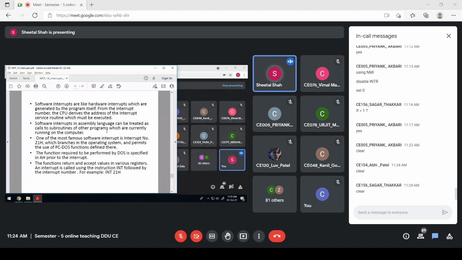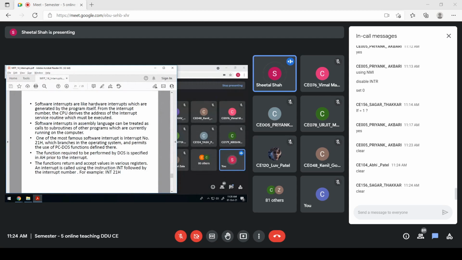Now, software. So this was about the hardware interrupt. Similarly, the same thing holds good even for the software interrupt. They work similar to the hardware interrupt, but are generated by the program itself. From the interrupt number, the CPU derives the address of the interrupt service routine. As we know, if the interrupt number is 3, then 3 into 4 gives me the offset value, and 3 into 4 plus 2 would give me the segment value of the interrupt service routine.